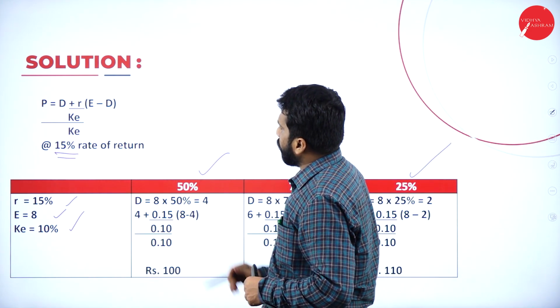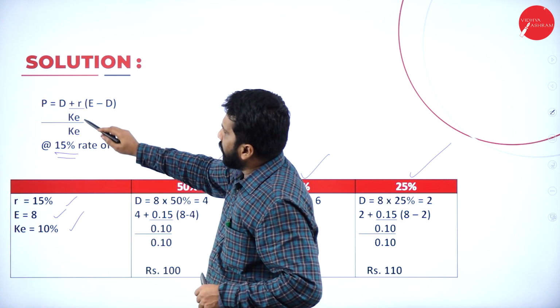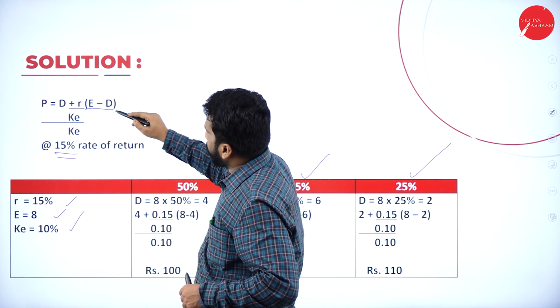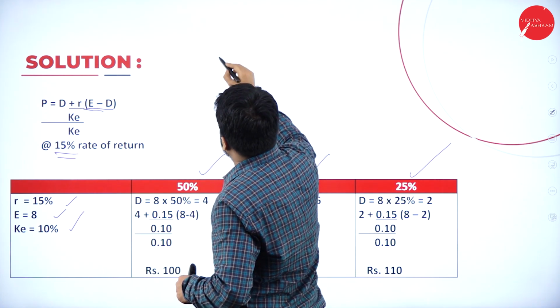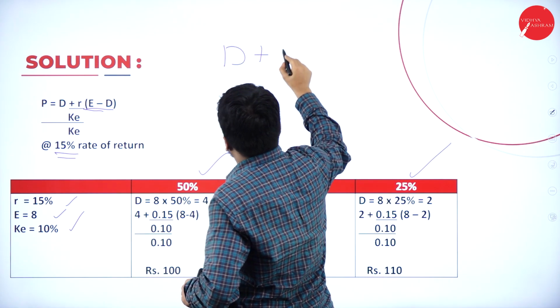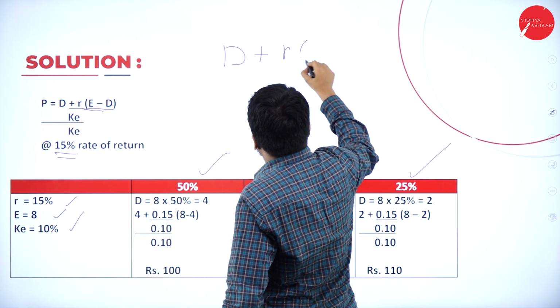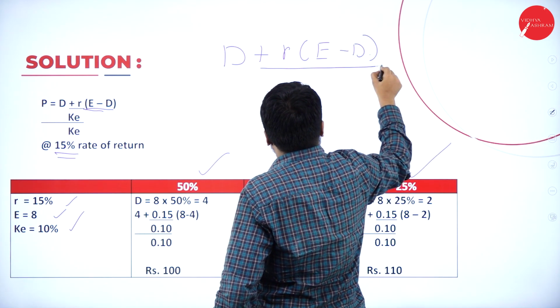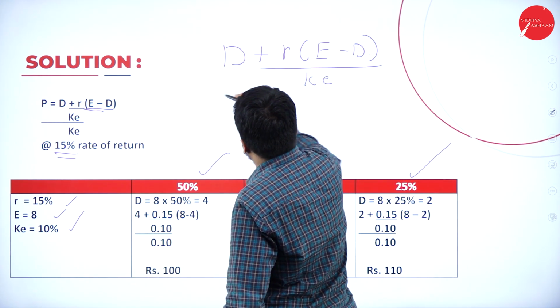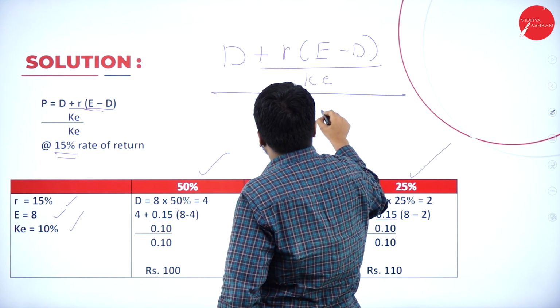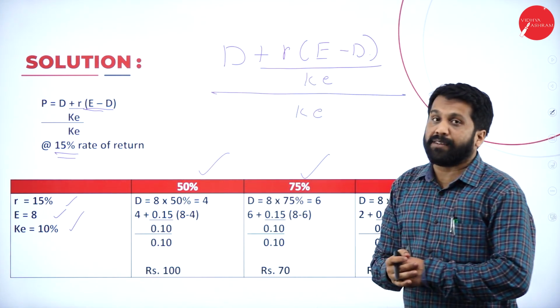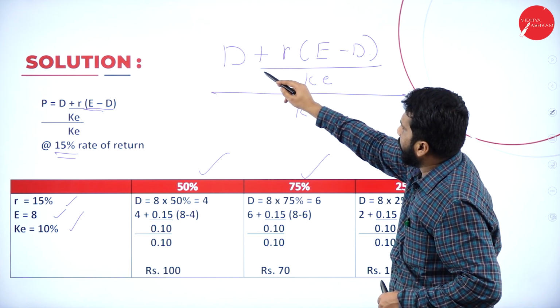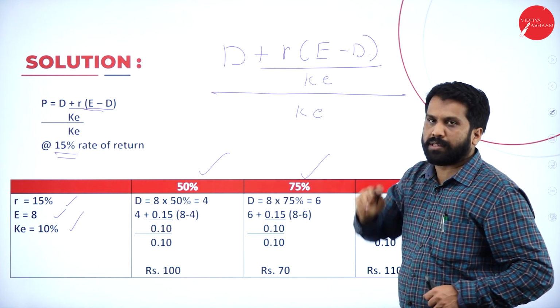Now, what is your formula? See your formula. It has to come like this. D plus R into E minus D divided by cost of equity, whole divided by cost of equity. You have to write the formula like this, with the line coming up to this.